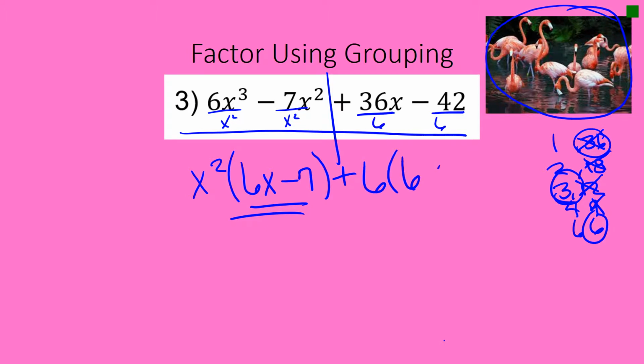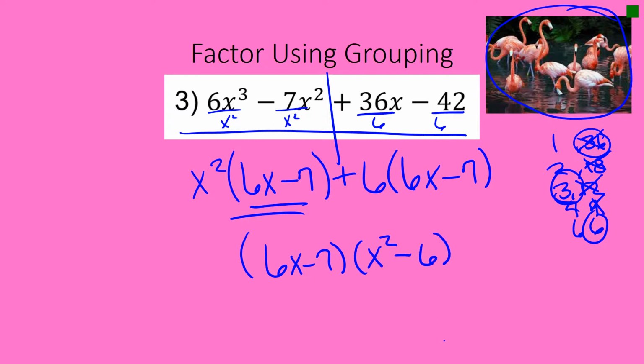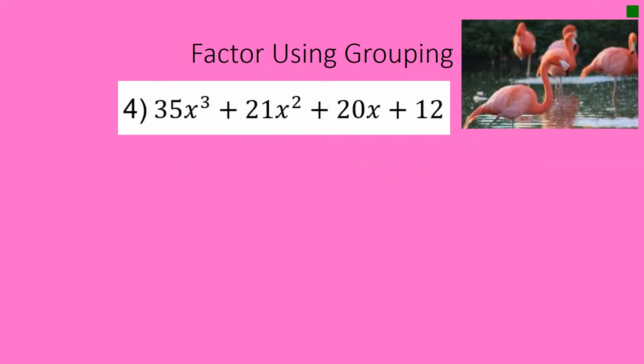36 divided by 6 is 6 with an x. 42 divided by 7 is negative 7. So I have 6x minus 7. X squared minus 6. So if you do not get the same two little factors, that means you messed up. Start over. I did. All right, so here we go with our grouping.